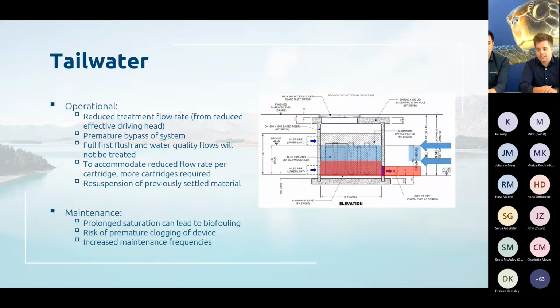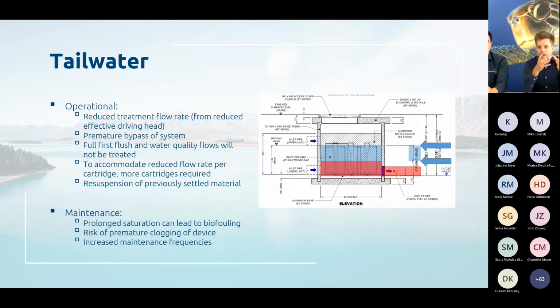So operationally, as Kevin alluded to, that reduces the treatment flow rate from the reduced effective driving head. And it can mean that the system may prematurely bypass before treating the full first flush. And the water quality flows might not be treated to the extent that we are expecting. If you have to design with an operating tailwater, you might have to accommodate reduced flow rate per cartridge, therefore needing more cartridges to treat the same flow rate and a larger device.